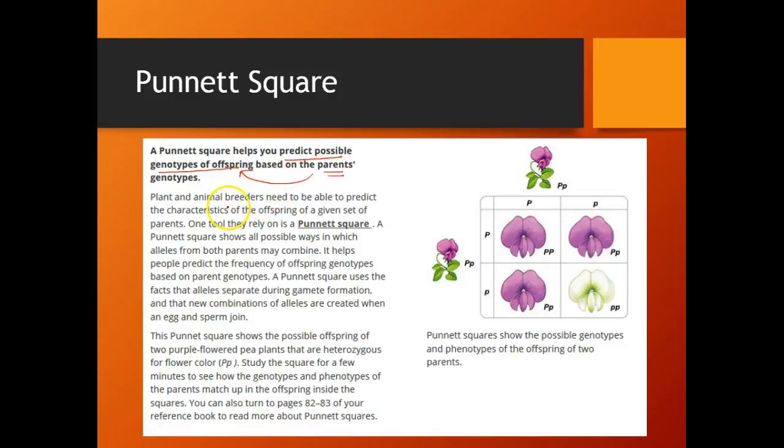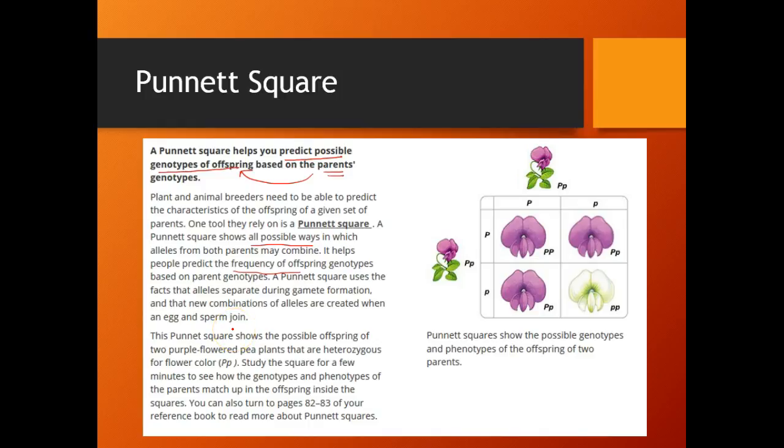Plant and animal breeders need to be able to predict the characteristics of the offspring of a given set of parents because they want to create a certain result. One tool they can use is the Punnett square. It is really useful because it shows all the possible ways in which alleles from both parents may combine, so it can help predict the probability or frequency of offspring genotypes based on parent genotypes.